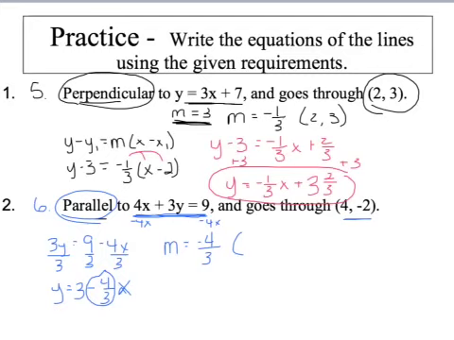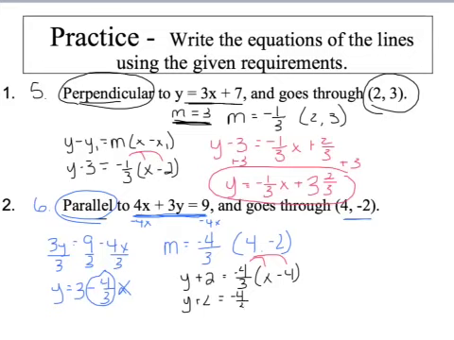So I now have my slope, I have a point, and again I'm going to use point-slope form. Y minus a negative 2 becomes y plus 2 equals negative 4/3 times the quantity x minus 4. Let's distribute negative 4/3. We get 16/3. 16/3 is really 5 1/3. 3 goes into 16 evenly 5 times with a remainder of 1.